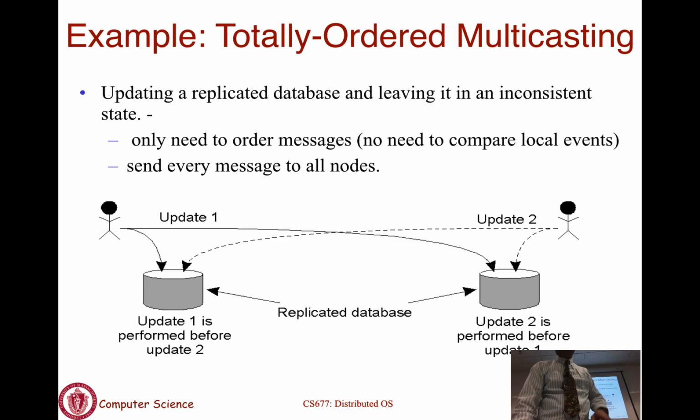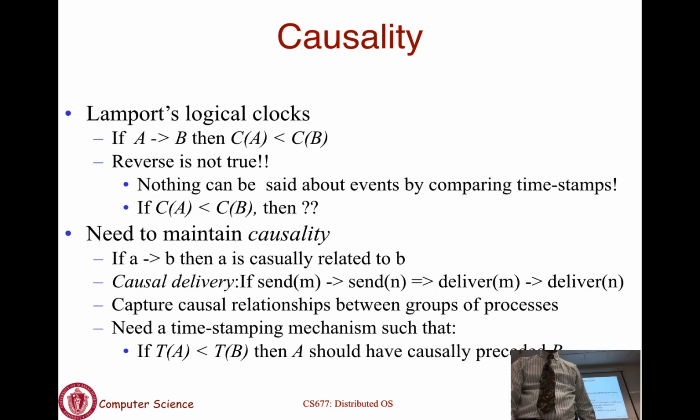So I'm going to come back to totally ordered multicasting in just a moment. That's something you have to implement in lab 2. But before that, I'm going to talk about a way to fix the problem we have in Lamport's clock, which is that if we are given two clock values, you can't compare them and say anything about the order, because there are all these partially ordered events that don't tell you anything.